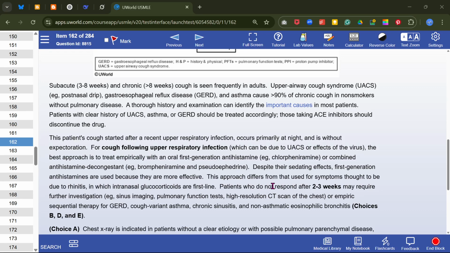Patients who do not respond in 2 to 3 weeks may require further investigation like sinus imaging, pulmonary function tests, high-resolution CT scan, or empiric sequential therapy for GERD, cough variant asthma, chronic sinusitis, and non-asthmatic eosinophilic bronchitis.